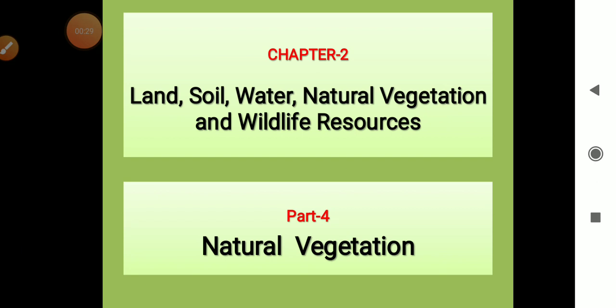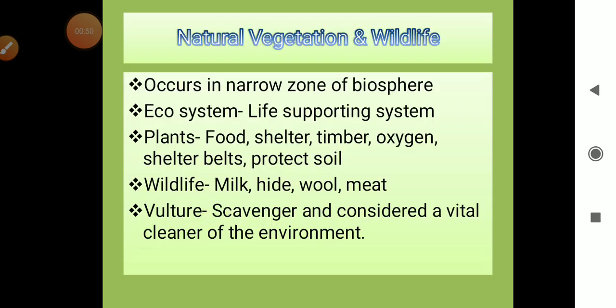Okay, now let's begin with our class. So today our topic of discussion will be natural vegetation and wildlife of chapter 2 of class 8 geography. Natural vegetation and wildlife exist only in the narrow zone of contact between the lithosphere, hydrosphere and atmosphere that we call biosphere.